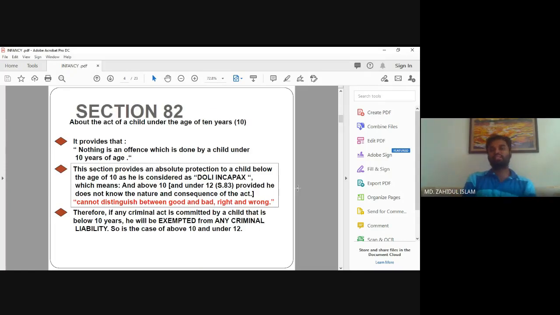So now we will discuss Section 82. Section 82 states nothing is an offense which is done by a child under 10 years old. What does it mean? What do you understand by this section? Immunity for children under 10 years old. Yeah, immunity for children under 10 years old. Thank you. For immunity, they will be exempted from any criminal liability. If he is under 10 years old, and according to this section he commits any crime, then he will be exempted from any criminal liability.